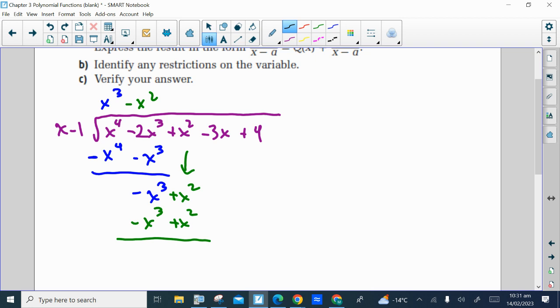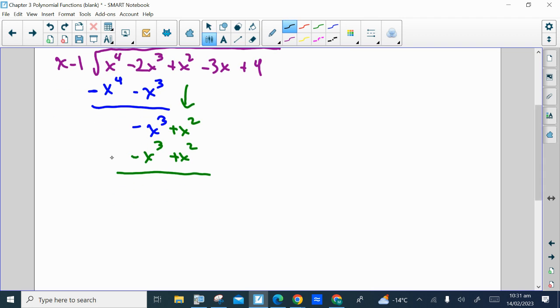And when we subtract these, they're actually both going to cancel in this case. Negative x cubed minus a negative x cubed, the minus minus becomes a plus positive. So it's negative x cubed plus x cubed, they cancel. And the x squareds will also cancel. This will be 0, that'll be 0. So in this case, I'm going to bring down both the negative 3x and the positive 4.